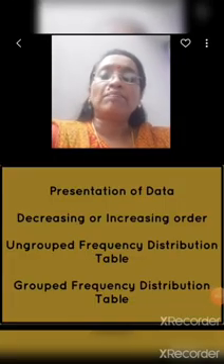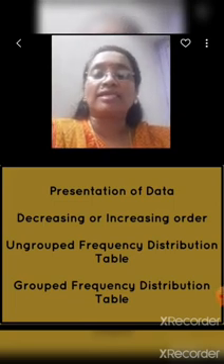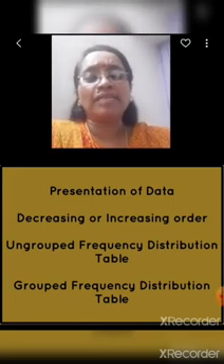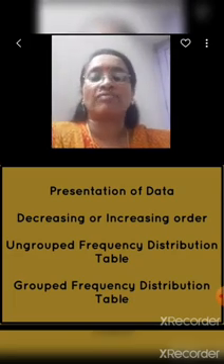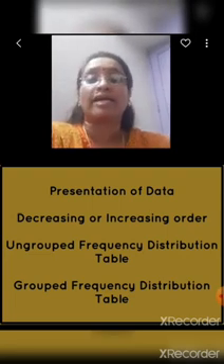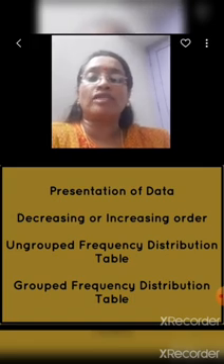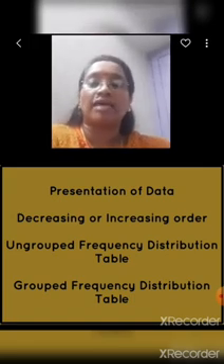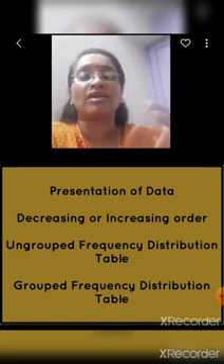Next, presentation of data. How can we present a data? Data means we'll collect the data in a particular way and we'll just arrange it as putting commas. That is raw data. Okay. If you want to compare or find out which is common or same, we want to identify anything from the data, it is difficult if you are writing this way.